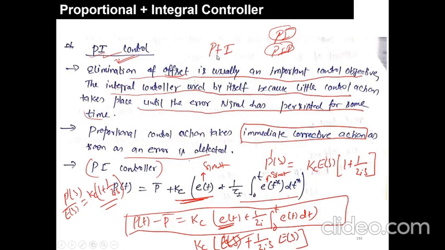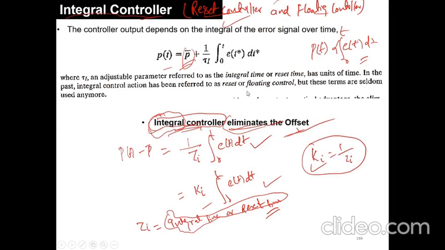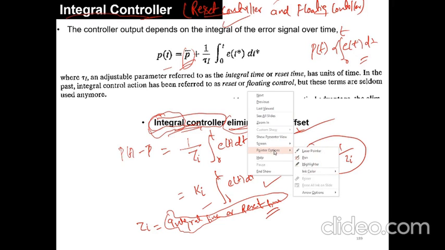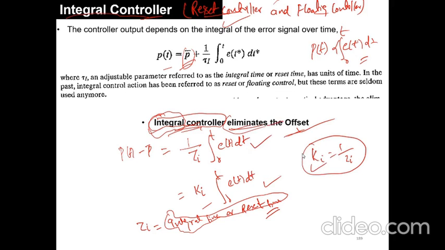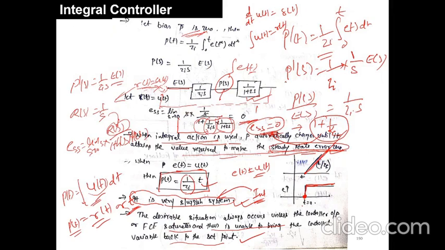Then the integral controller. In the integral controller, the control output is directly proportional to the integral of the error, and due to the integration the response becomes sluggish. This control is also called the reset or floating control. There is a term 1 upon tau I, and this tau I is very important and is known as the integral time as well as the reset time. Due to the reset time, this is known as the reset controller or the floating controller.